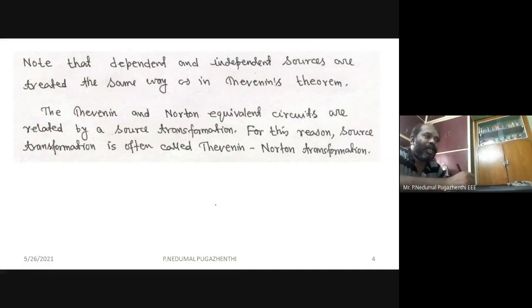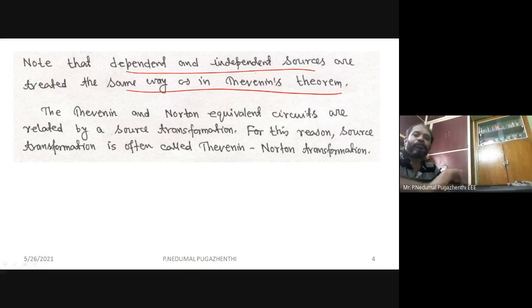So we have to treat both dependent and independent sources the same way as in the Thevenin theorem. Whatever you have done in the Thevenin theorem, you will follow the same procedure. You treat the dependent sources and independent sources the same way you treated them in the Thevenin theorem.